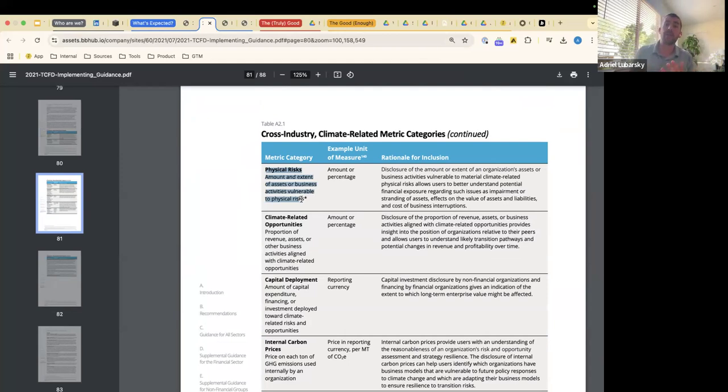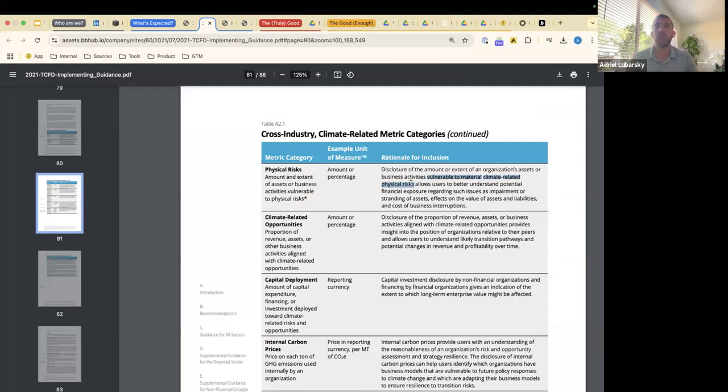But here you might want to think about, I see a couple of folks on the call, so I'll make it relevant. Imagine you're a law firm and you've got 20 offices around the United States, Canada, Europe. What percentage of those offices are in high risk areas? What percentage of those offices might be vulnerable to what they call material climate-related financial risks, climate-related physical risks? You can decide what materiality is, right?